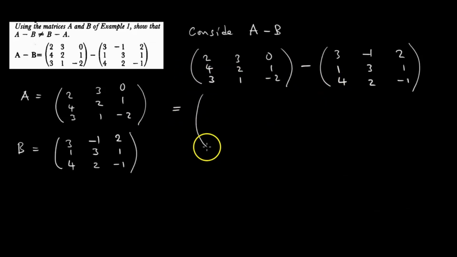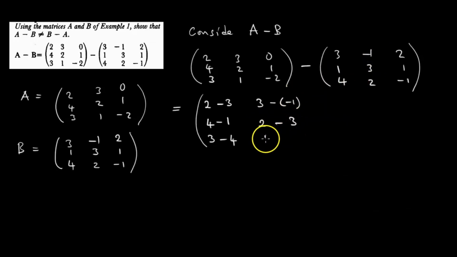Corresponding positions. Here we have 2 minus 3, then 4 minus 1, 3 minus 4. Then in the middle, 3 minus minus 1, 2 minus 3, 1 minus 2. Then 0 minus 2, 1 minus 1, minus 2 minus minus 1. And take note of my brackets that I am putting in here. Take note of them. It's very important.